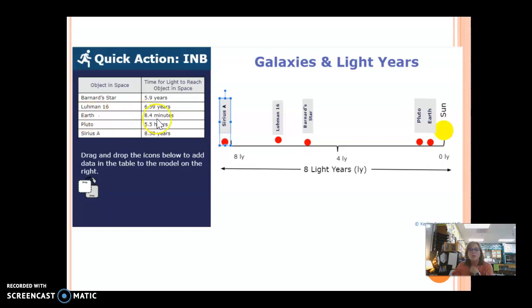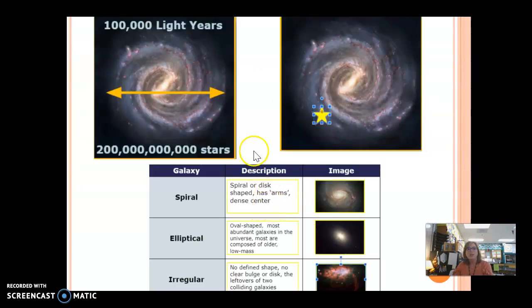The Earth is 8.4 light minutes. So think about the speed of light traveling for 8 minutes. It wouldn't get very far. So we'd be really close to the sun. Pluto is 5.5 light hours. So that's going to be farther away, but still pretty close to the sun. And then Sirius A is 8.58 light years. So our table went to 8, so you need to go beyond that. So this would be a way to model light years. And we need light years because our distances in space are so huge.